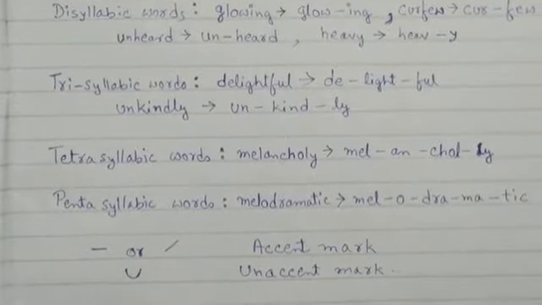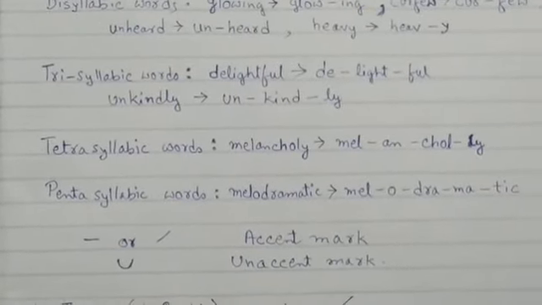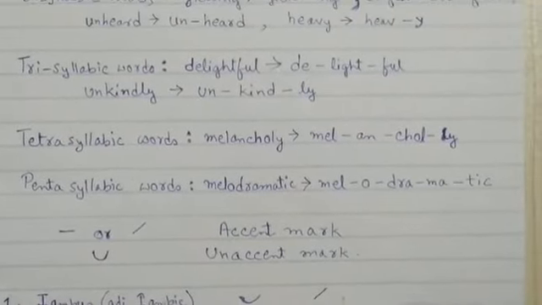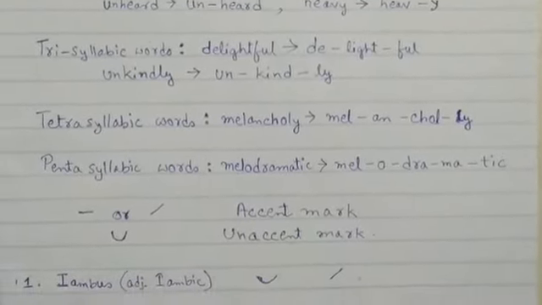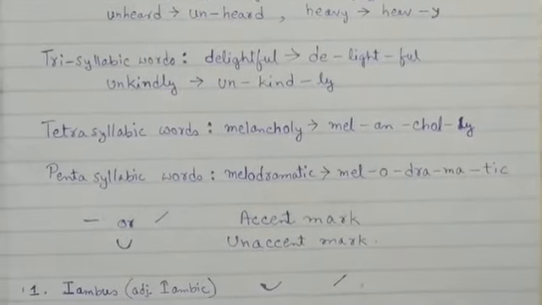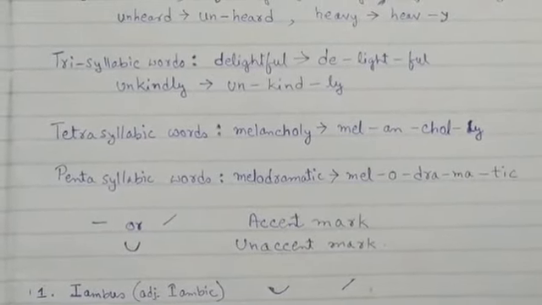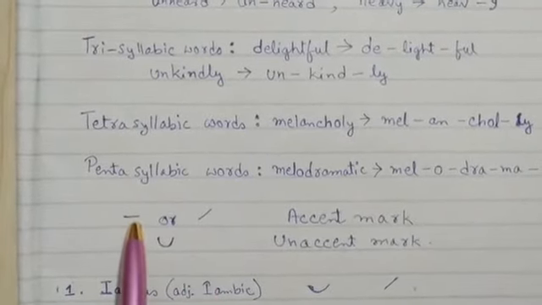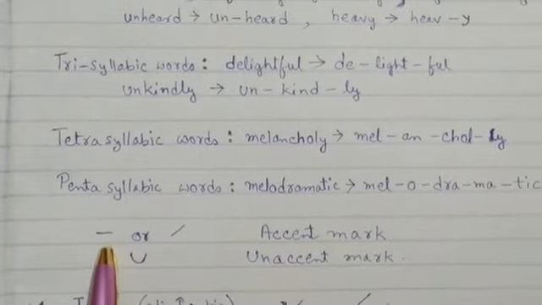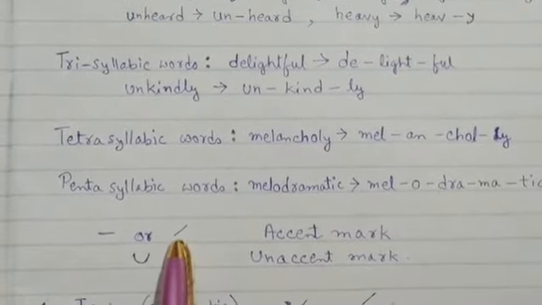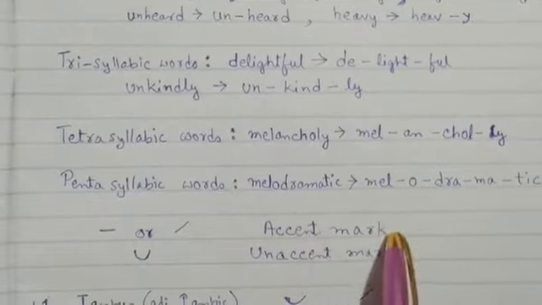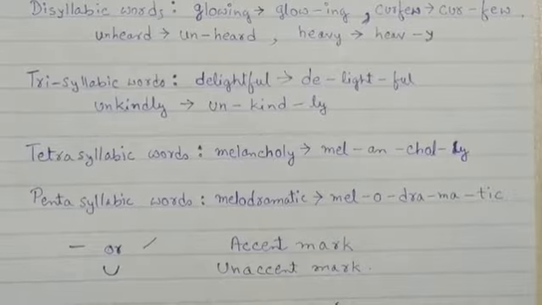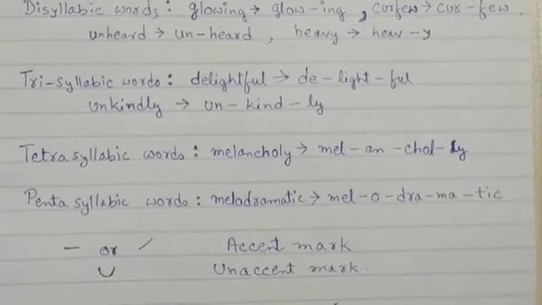For 5 syllables, you have pentasyllabic. Okay. Next thing that you need to focus on is the accent or unaccent mark. See over here, the accent mark is like this or like this. Okay, it is given like this or like this. Clear? The accent mark falls on the vowel sounds on which the pressure falls.